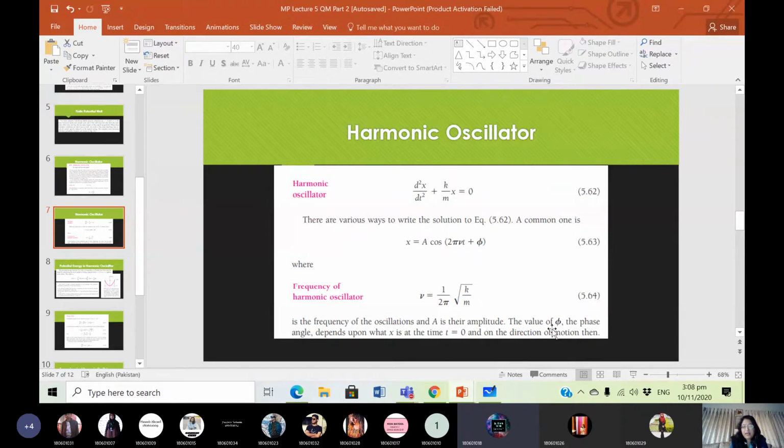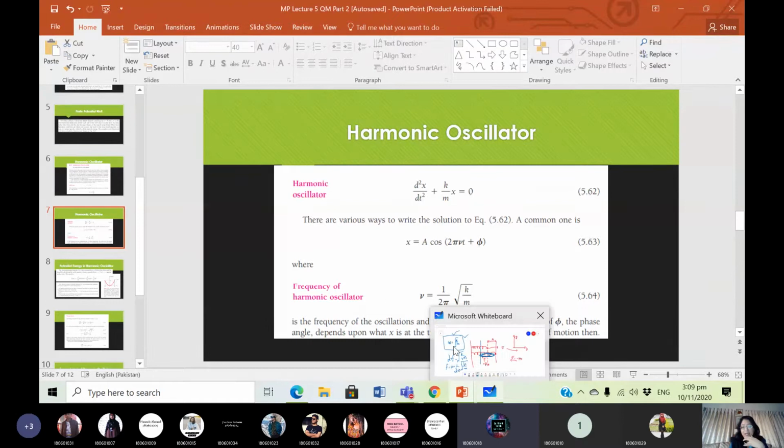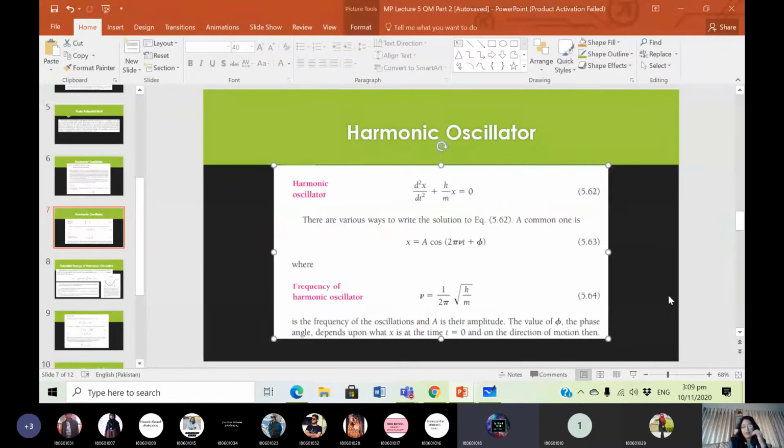Where what is φ here? φ is the phase difference. What does φ depend on? It depends on the value of t you put in here and the direction of motion. The value of φ, the phase angle, depends upon the position x of the mass that's attached to the spring at time t equals 0, and on the direction of motion.